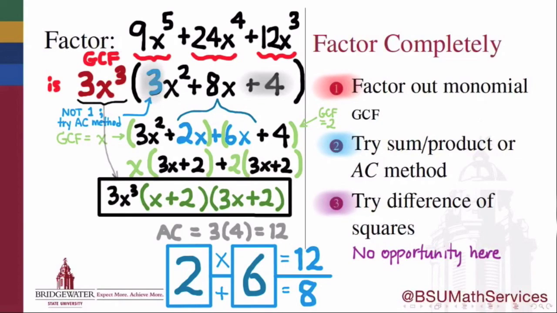In a different example, it might be the sum and product method, or it might be a difference of squares method. But the important thing is to factor out that greatest common factor first, and then after that, look for other methods to factor the quadratic expression that's left over.